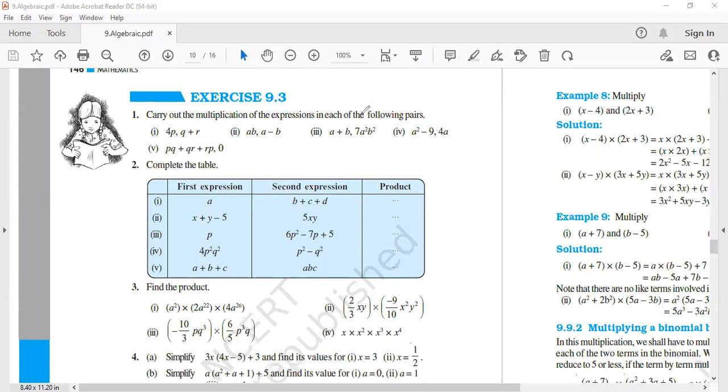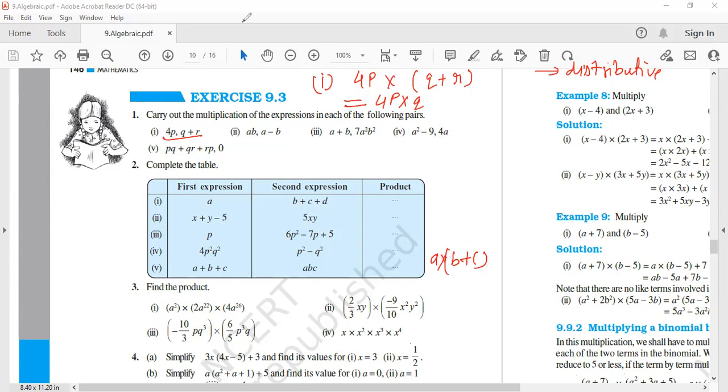So let me zoom in a bit. Okay. So carry out the multiplication of expressions in each of the following pairs. Means now we have to multiply. So look at the first part. 4 times p multiply q plus r. Okay. So 4p into q, means the term outside the bracket will be multiplied with both the terms. Means here we are basically using the distributive property. What is the distributive property? That is, suppose a multiply b plus c is there.